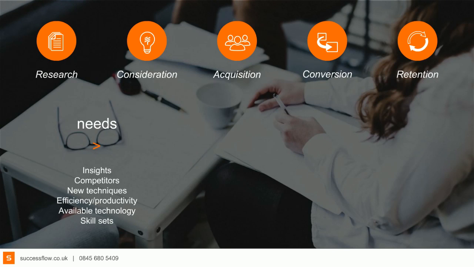So if you take, for example, somebody looking for a new piece of technology, a marketing automation platform, they're going to start to look at, within the consideration stage, best of breed, who's out there, what suppliers are out there, who are the partners, things like compatibility and integration. How will that work for me? What are the benefits? What value can it provide for my business?